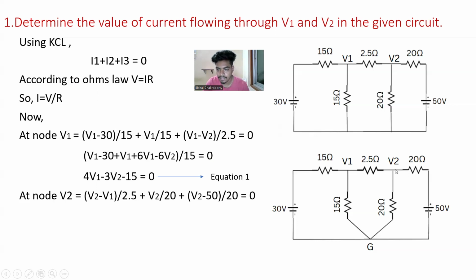Now let's go for the second branch, which is V2 minus G by 20. G is 0, so again V2 by 20. Next one is again V2, higher to lower. We assume in this case we assume V2.